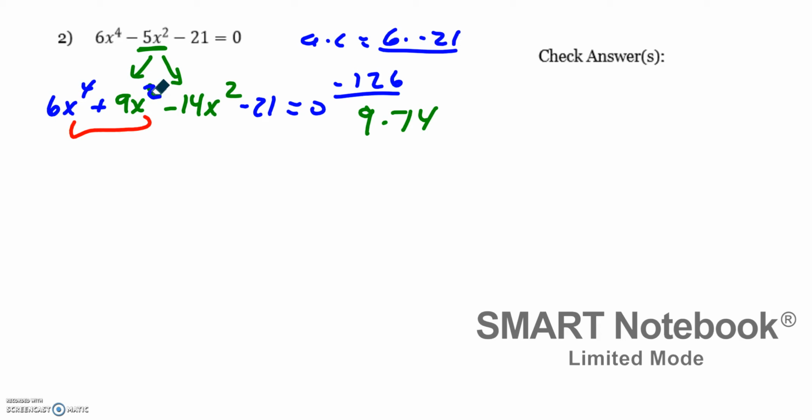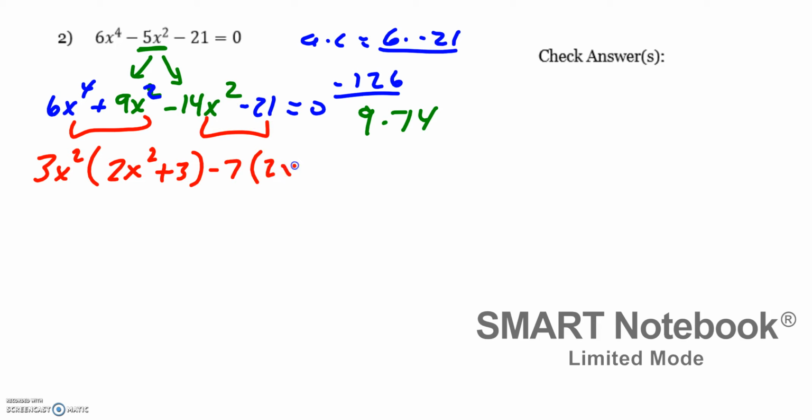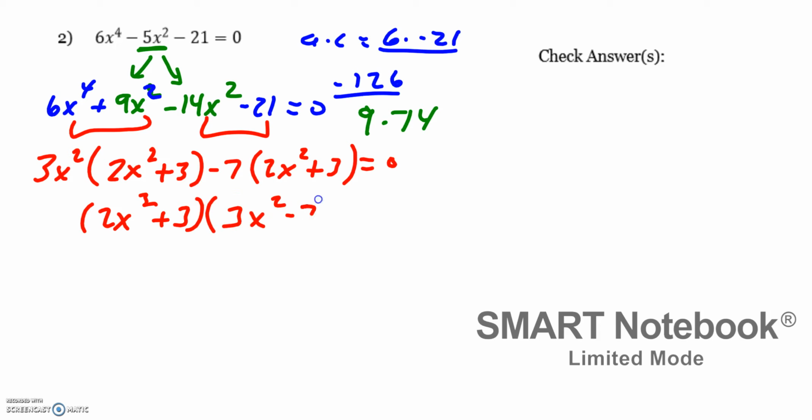So if I group these first two together, I can take out a 3x squared, and left in the parentheses would be 2x squared plus 3. And from the second pair, I could take out a negative 7. And if I divide both these by negative 7, I am also left with 2x squared plus 3. And all of this still equals 0. So if I continue to factor by grouping, I have 2x squared plus 3 as one parenthesis, and 3x squared minus 7 as the other parenthesis.